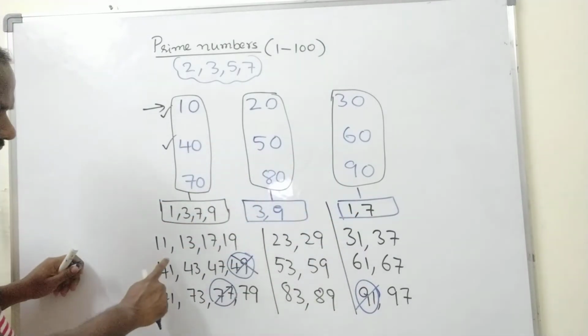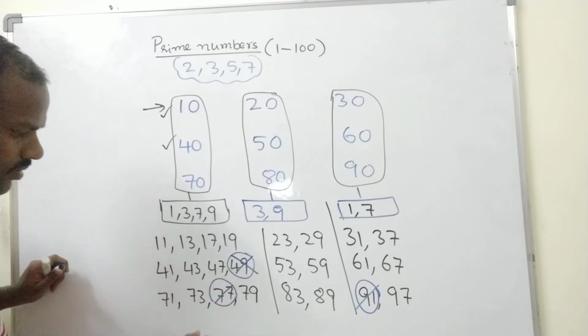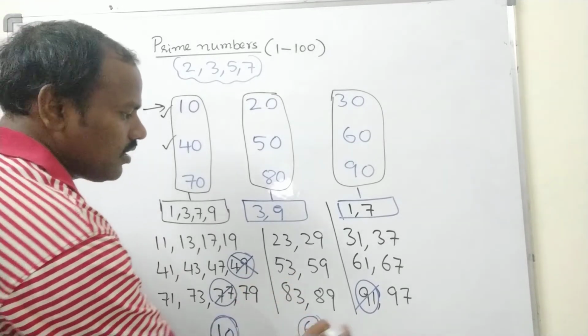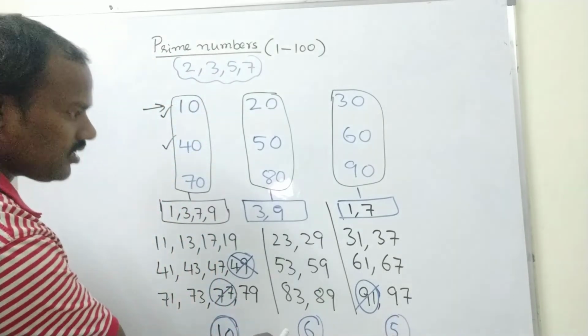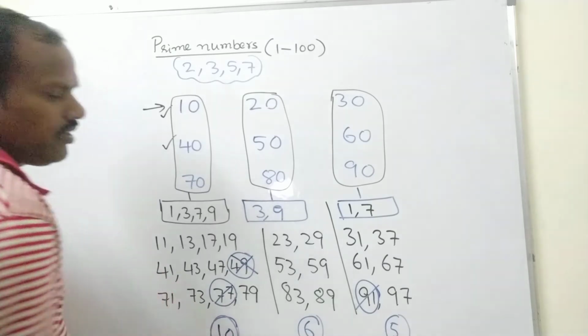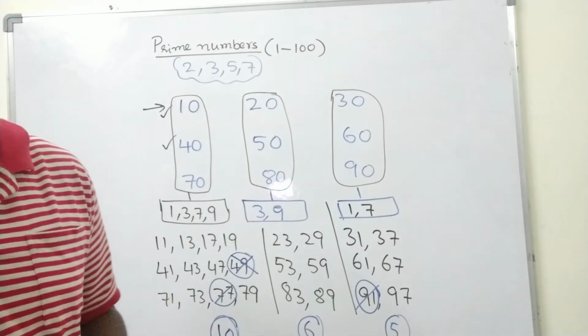If you count here, 3 4s are 12. 12 minus 2 is equal to 10. Here you will get 10 prime numbers. Here 6 prime numbers. Here 4 plus 1, 5 prime numbers. So here 6 plus the 4 numbers already there, 10. 10 plus 10 is 20, plus 5 is 25. So from 1 to 100 there are 25 prime numbers.